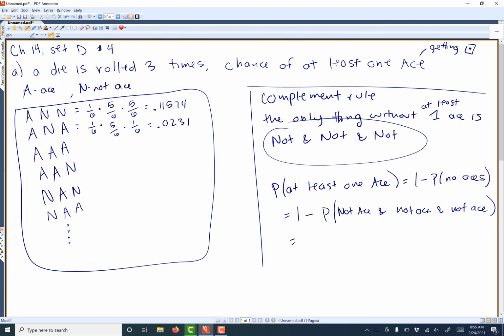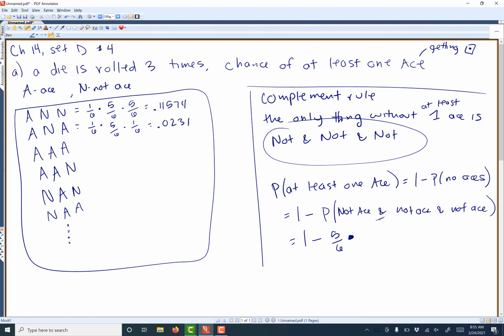Let's see. So this will be 1 minus. Okay. What's the probability of not ace? If there's one side of the die that has a 1 or an ace, then that means there are 5 sides that do not. So for the first not ace, that will be 5/6. But then I need to get another not ace.